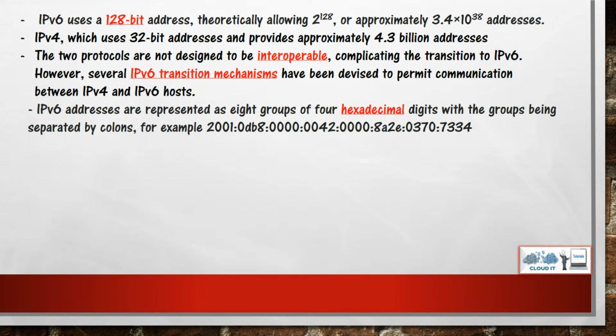ipv6 addresses are represented as 8 groups of 4 hexadecimal digits, with each group being separated by colons. This is an example of an ipv6 address, and each group is a combination of 4 hex digits separated by colons.